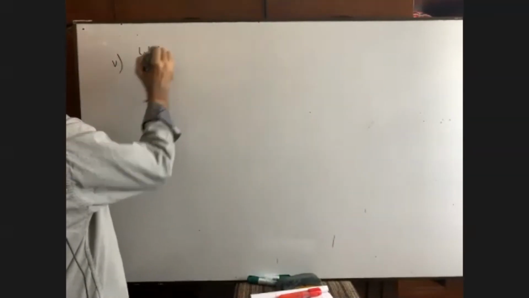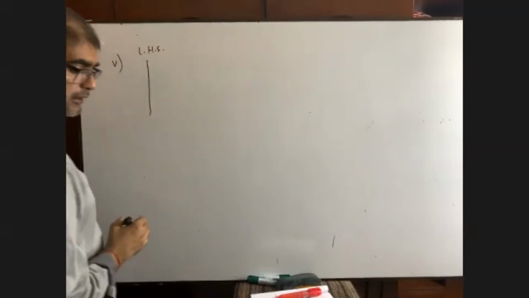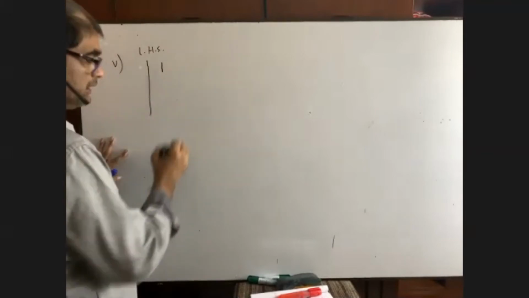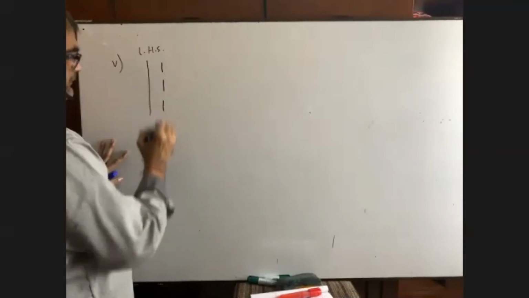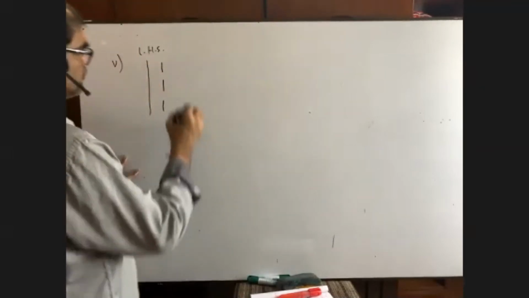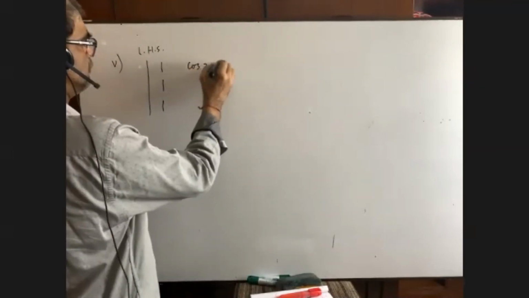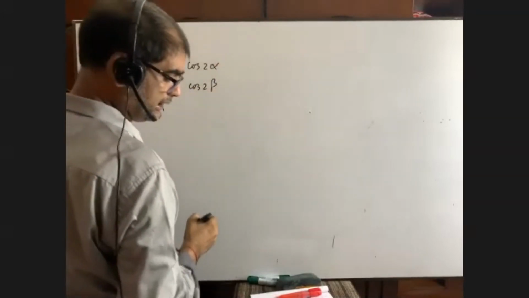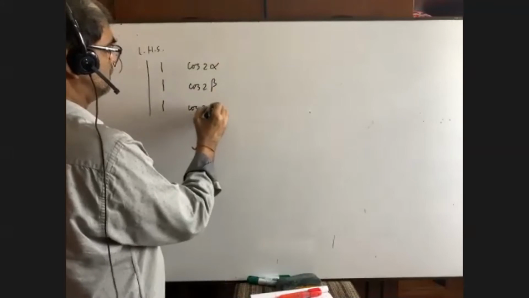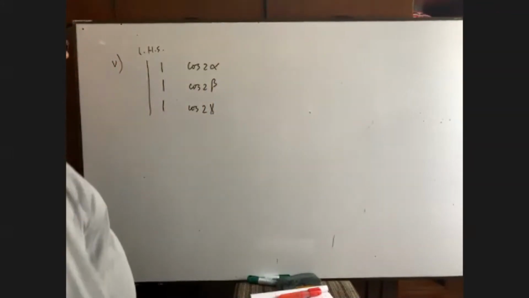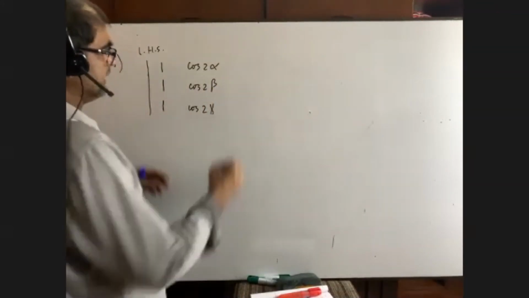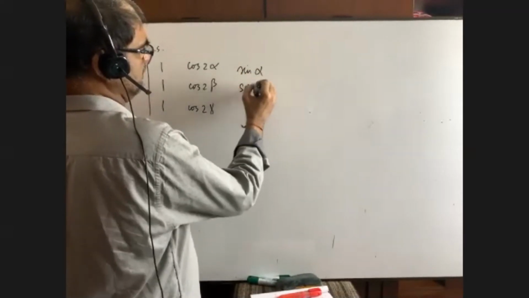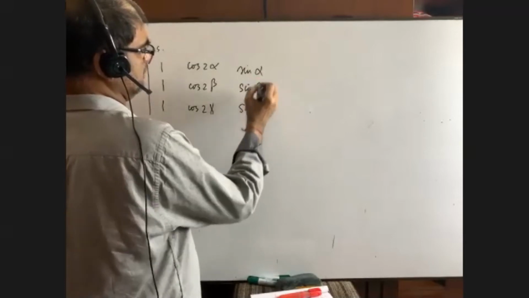Left hand side. If you don't know the formula, I have given you a screenshot of the formula. You can get it from there. The determinant has rows 1, 1, 1; cos 2 alpha, cos 2 beta, cos 2 gamma; and sine alpha, sine beta, sine gamma.